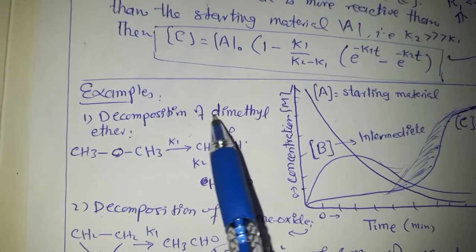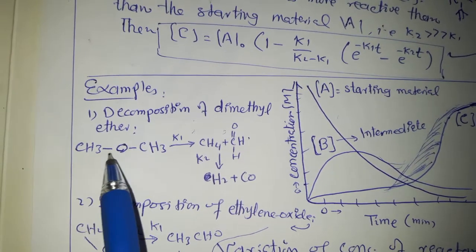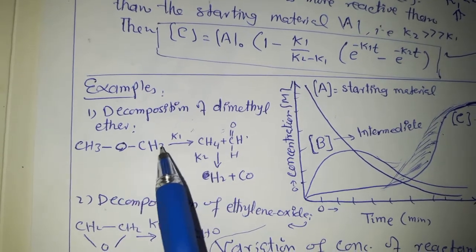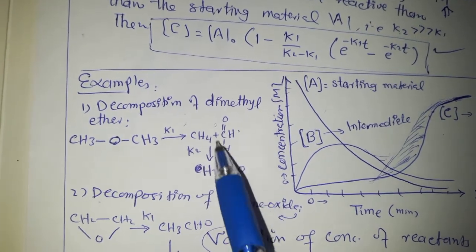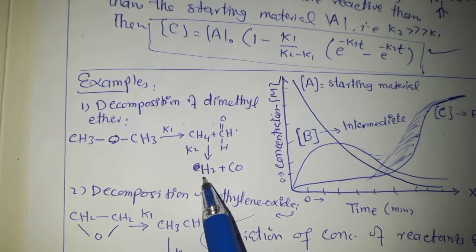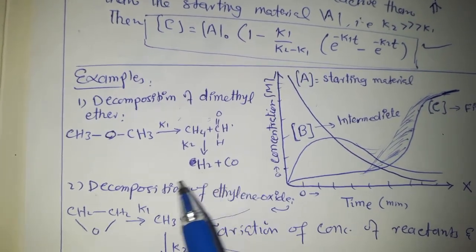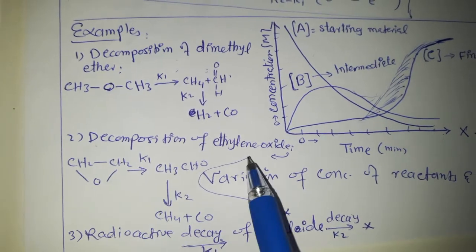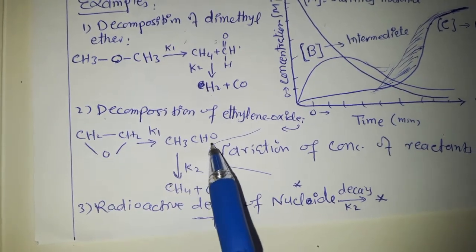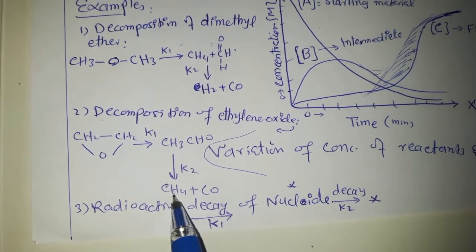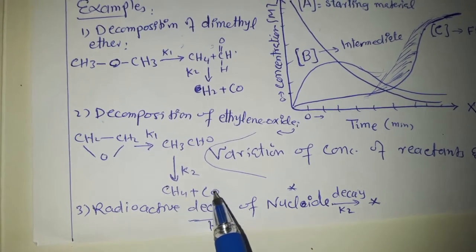An example is the decomposition of dimethyl ether. Dimethyl ether can be decomposed in the first step to methane and formaldehyde. In the second step it can be decomposed into hydrogen and carbon monoxide. The next example is the decomposition of ethylene oxide. Ethylene oxide in the first step can be decomposed into acetaldehyde, and in the next step it can be decomposed into methane plus carbon monoxide.